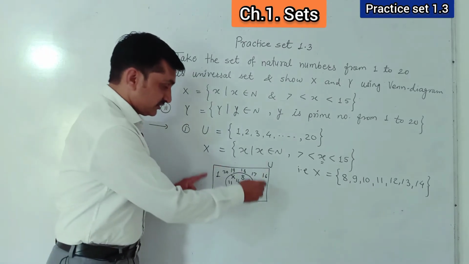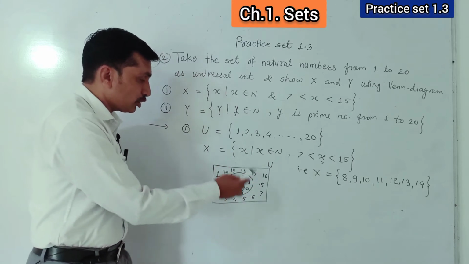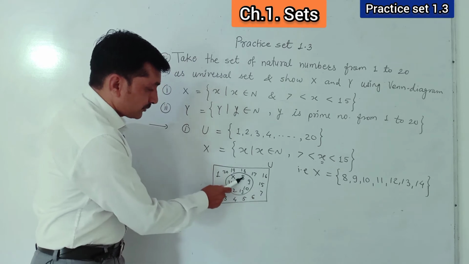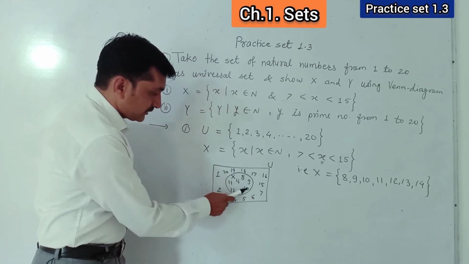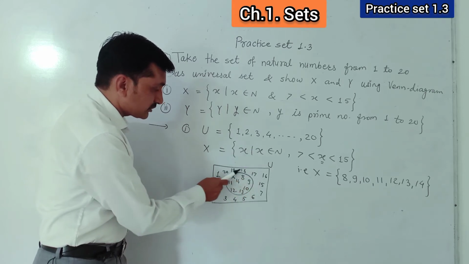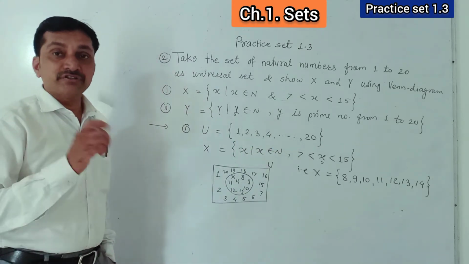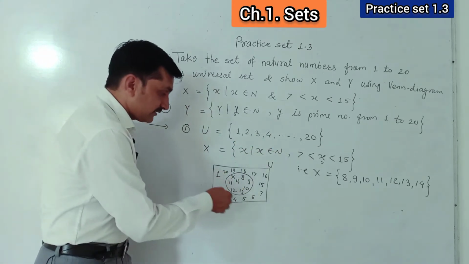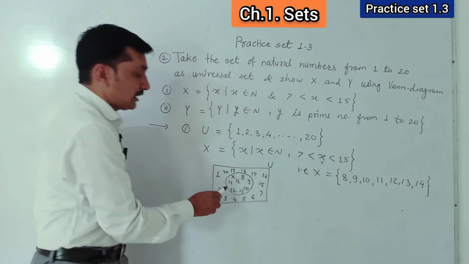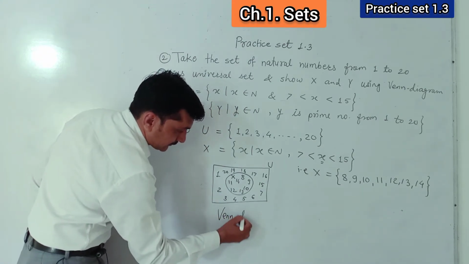If you see, U means the rectangle, the universal set. All numbers from 1 to 20 are there. 1 to 7 outside, 8 to 14 inside, and again 15, 16, 17, 18, 19, 20 outside. In the rectangle all 20 numbers are there because that is a universal set. But inside the circle, meaning set X, only 8 to 14 are written, and it is called a Venn diagram.